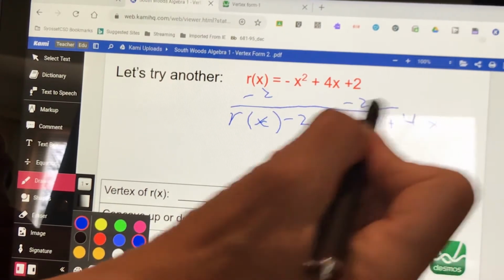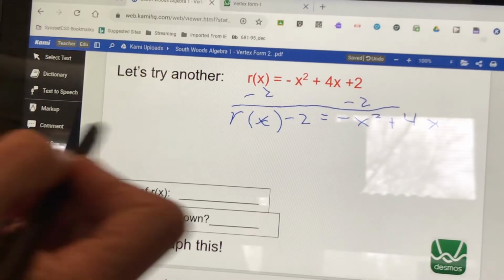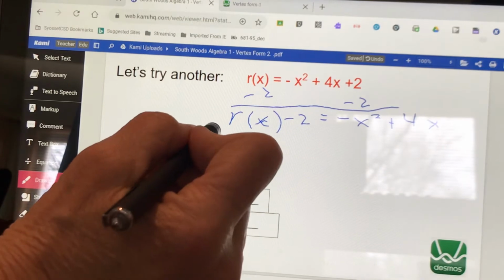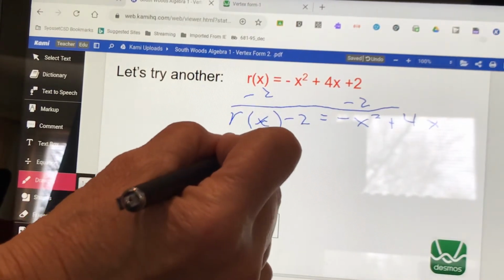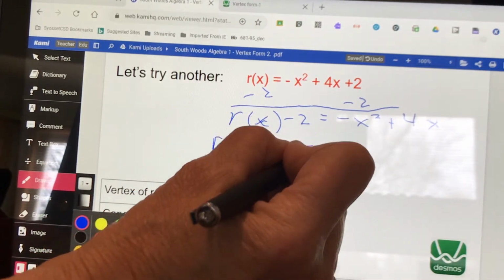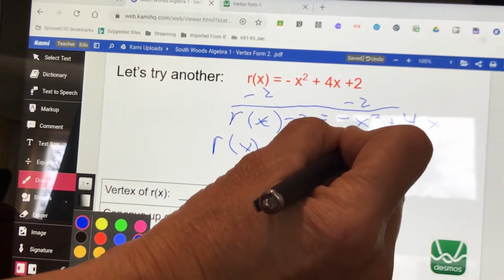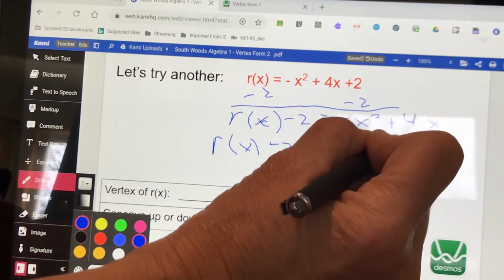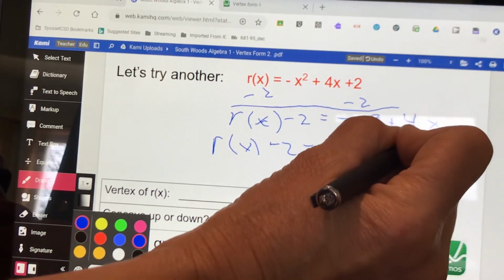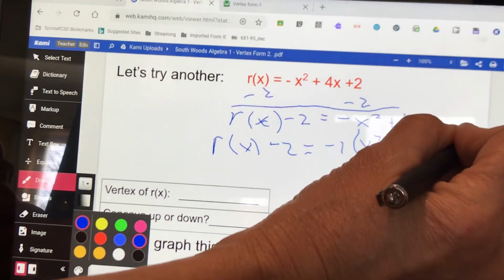Hold everything. Before you add a blank, you need to remove that lead coefficient by factoring out a negative 1. That's going to change all the signs. So you have r of x minus 2 equals negative 1 times (x squared plus 4x). Now you can add the blank inside the parentheses.